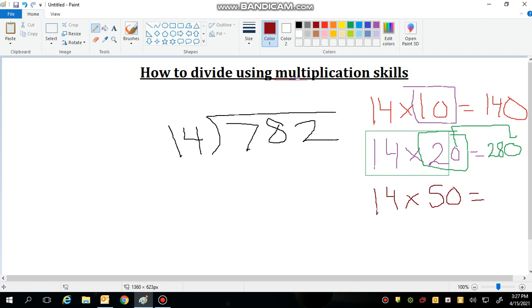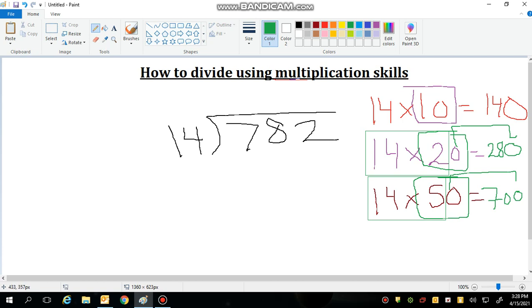Same thing again. You ignore the 0 and just do 14 times 5 first. Well, 14 times 5, when you do the math, is 70. And of course, don't forget the 0. So you take that 0 and put it at the end, and you get 700. Look at that, kids. 700. We're very close to 782. That means 50 is close enough. But maybe we can get it closer.